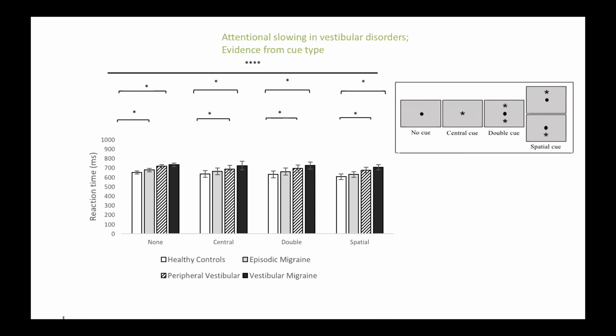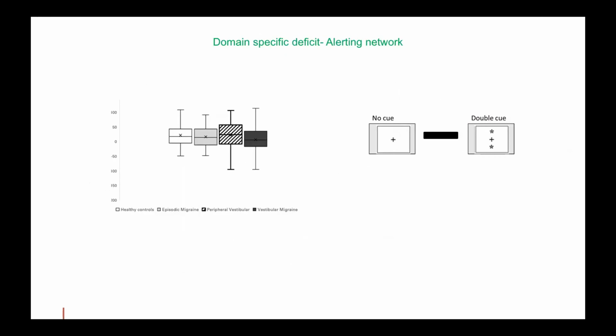But we wanted to see whether we could find any specific deficit in these patients. So you can look at domain-specific networks. So we can look at, for example, the alerting network. And so this takes the reaction times for the trials with no cue, and it takes the reaction times for when you have a massive alerting stimulus, a double cue. And you can get a derived reaction time represented here. And here we have the different groups, the controls, the episodic migraine, the peripheral vestibular disorders, and the vestibular migraine. And as you can see across the board, there was no difference. So there's no difference in the alerting network.